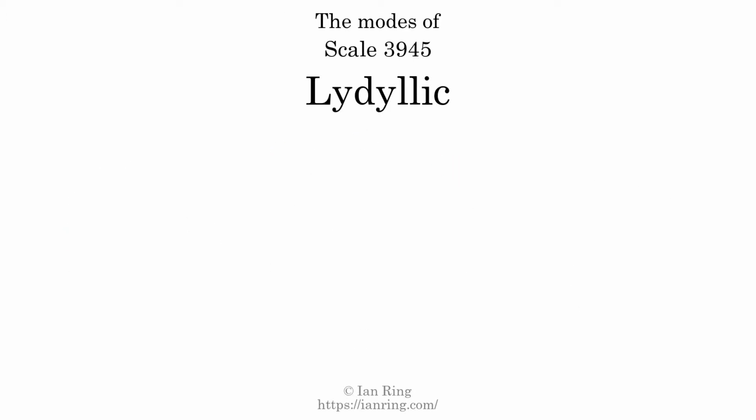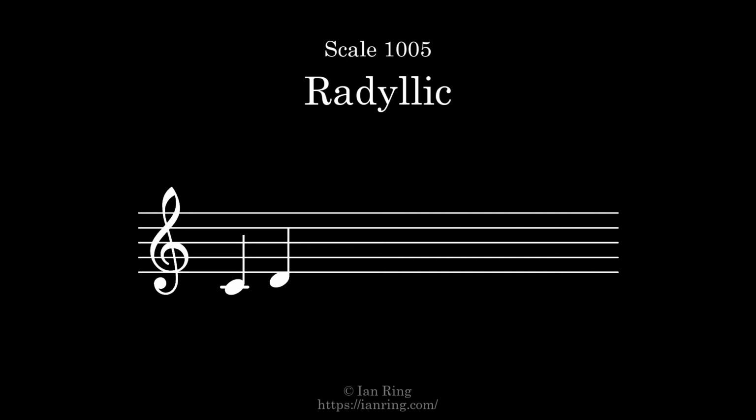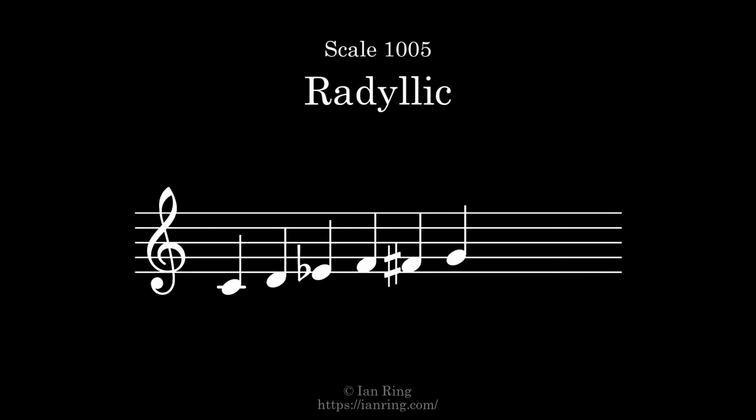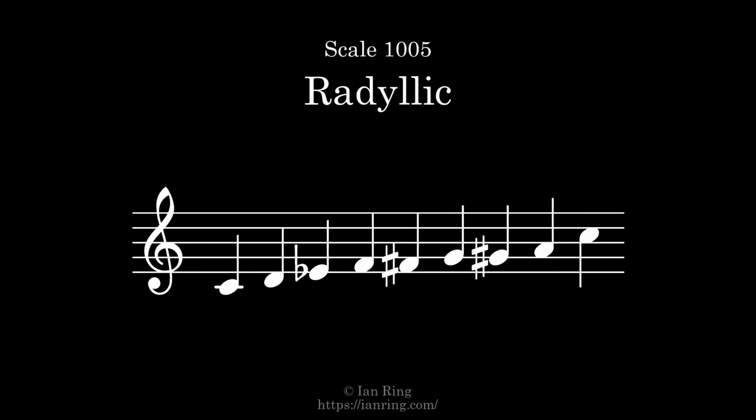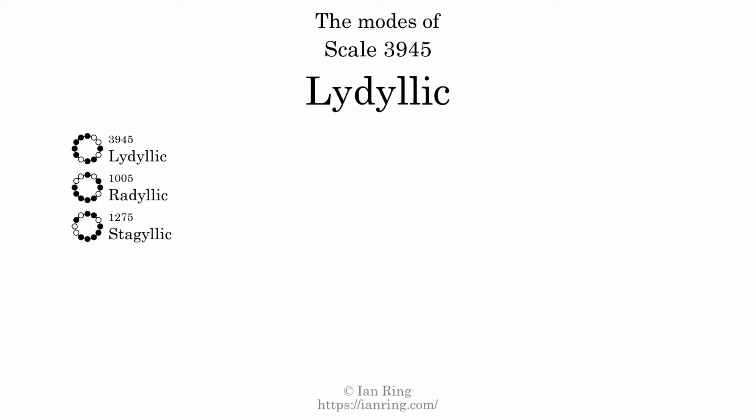This scale has 8 modes. The first mode is itself. The second mode is scale 1005, also known as Lydyllic. It sounds like this. The third mode is scale 1275, also known as Lydyllic. It sounds like this.